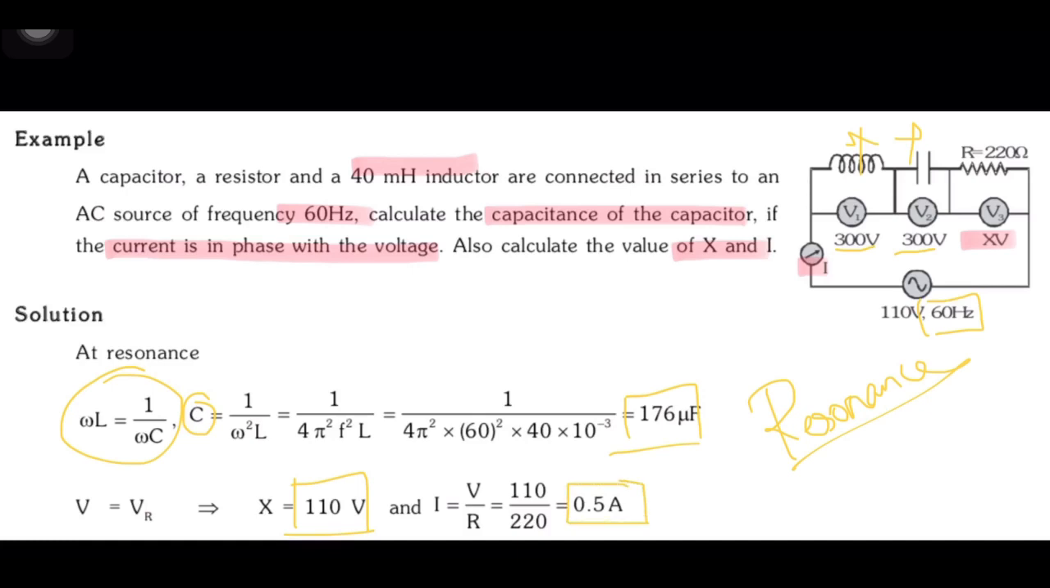The total opposition will be due to resistance alone. In a resonance condition, the total opposition will be due to resistance alone. There is no effect of inductance, there is no effect of capacitor. Even though they are physically there, the effect will be null.